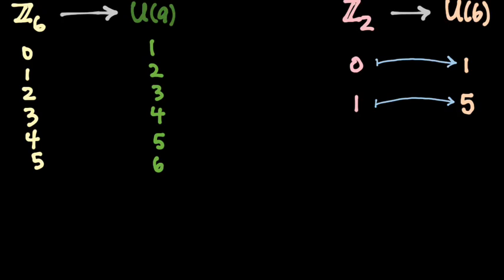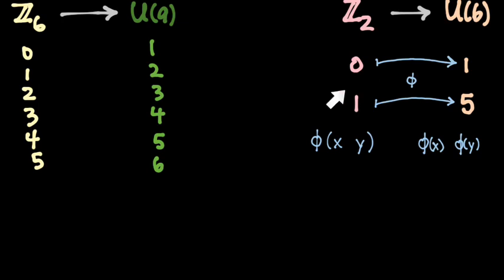So now the only question is, how do I know this is an isomorphism? It's one-to-one and it's onto, but if I call this function phi, why is it always true that phi of x combined with y is the same as phi of x combined with phi of y, where combined is the operation of each of these respective groups?